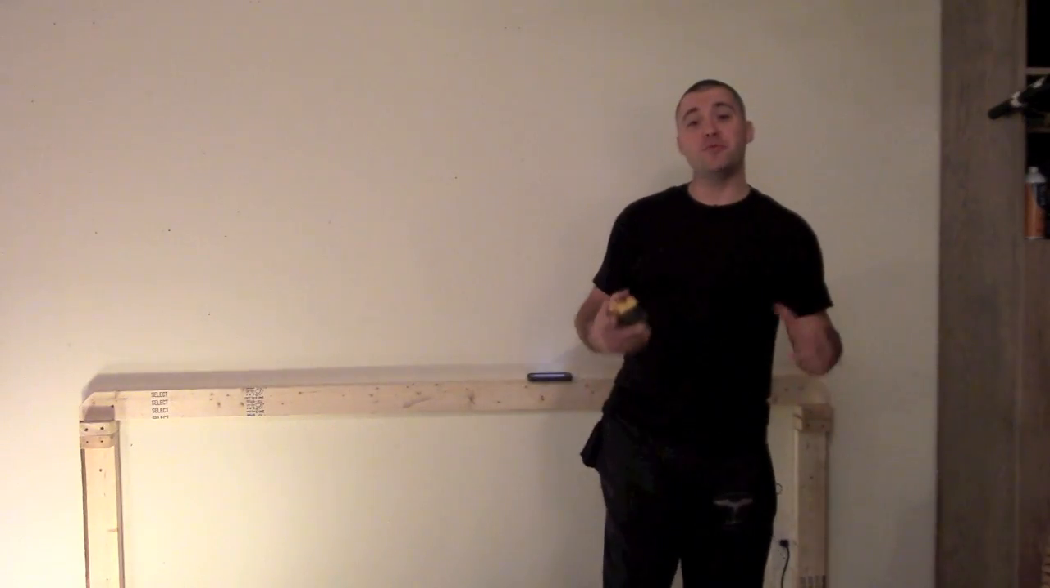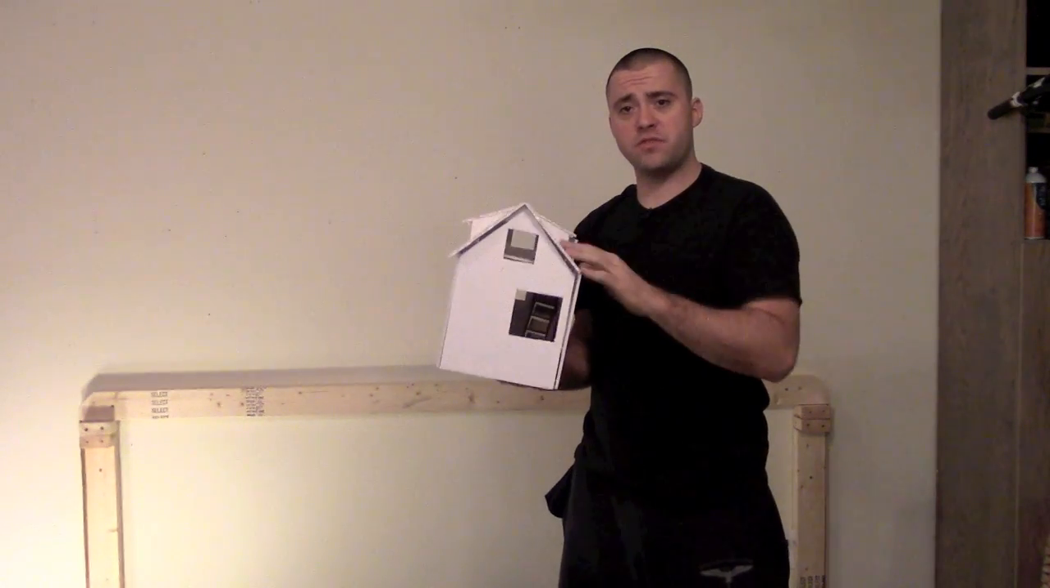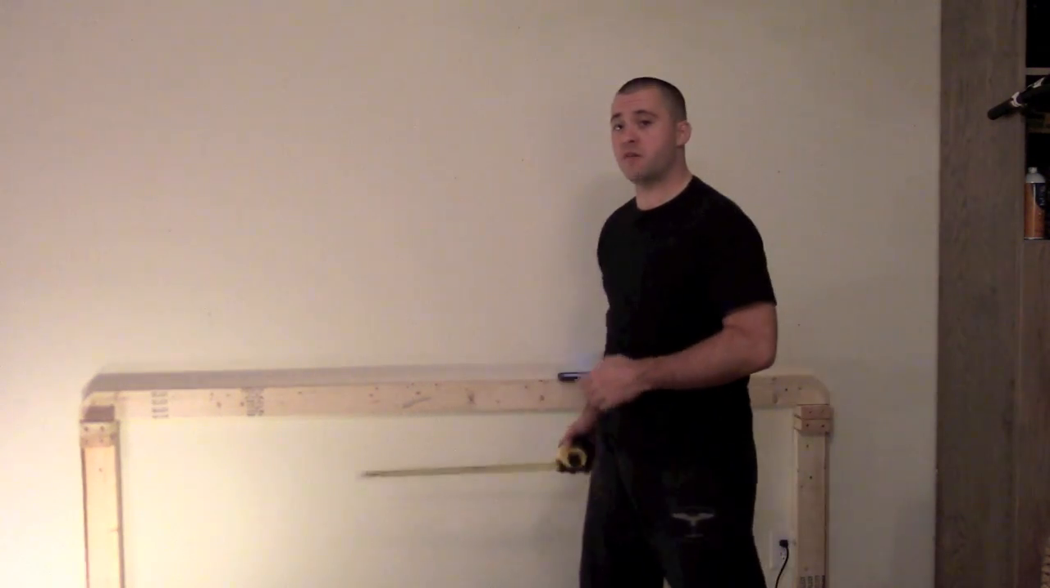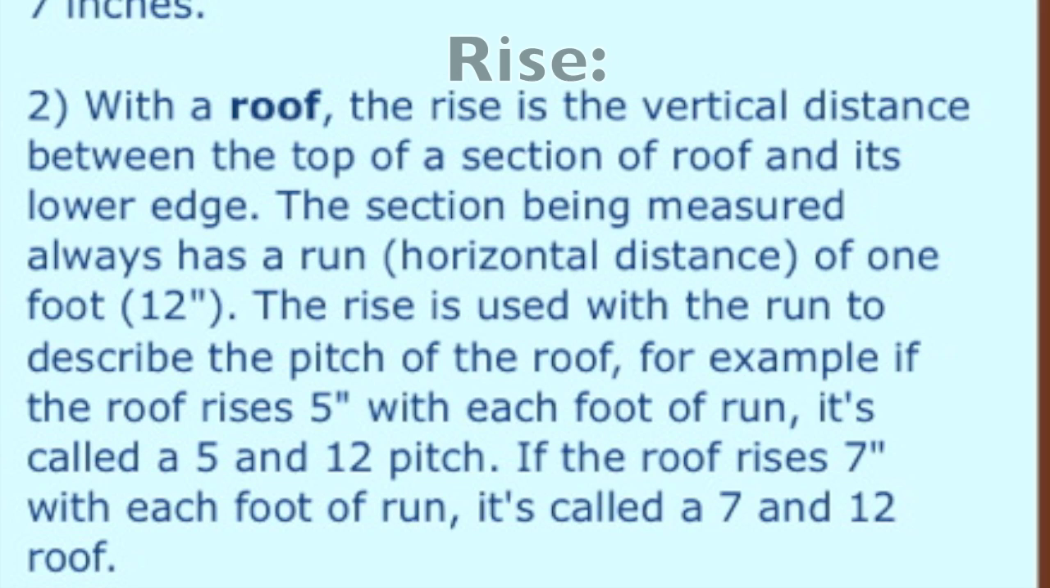I now need to decide what pitch or angle I want to do on my roof. On my model, I plan to do a 5 pitch, which is a 22.5 degree, and a 12 pitch, which equals a 45 degree. There's two terminologies we need to know: run and rise. A run is how far it travels in a horizontal plane, and rise is how far it travels in a vertical plane. A 12 pitch means for every 12 inches you travel horizontally, you travel 12 inches vertically, which equals a 45 degree. A 5 pitch is similar to that. You travel horizontally 12 inches and vertically 5 inches, and that gives you a 22.5 degree angle.